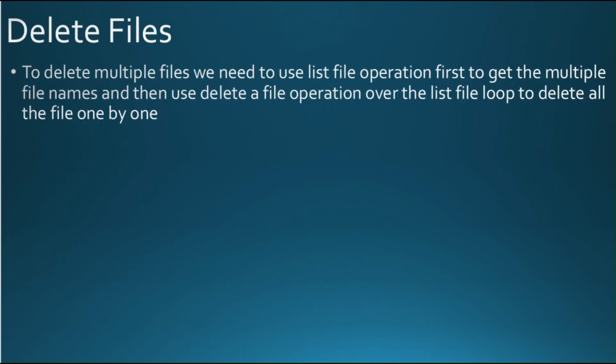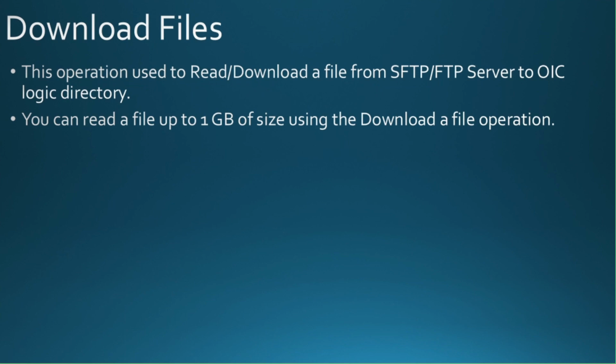Next one is delete file. Whenever you want to delete a file from a location, you can use the delete file operation. But whenever you want to delete multiple files, first we need to list all the files, and then by using the for each loop, we can delete them one by one. Next one is download file. This operation is used to read or download a file from the SFTP server to the OIC logical directory. You can read a file up to 1 GB in size using the download file operation.